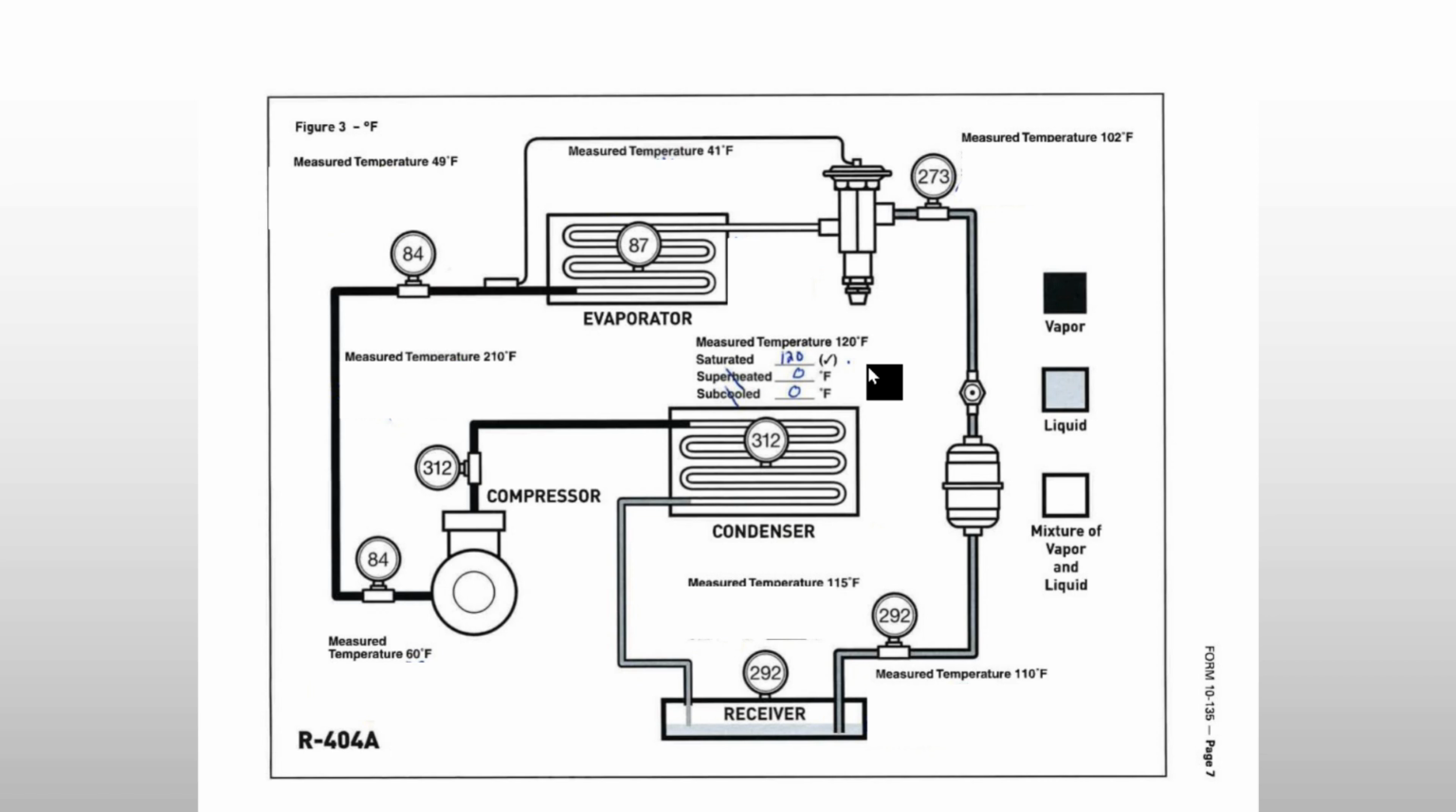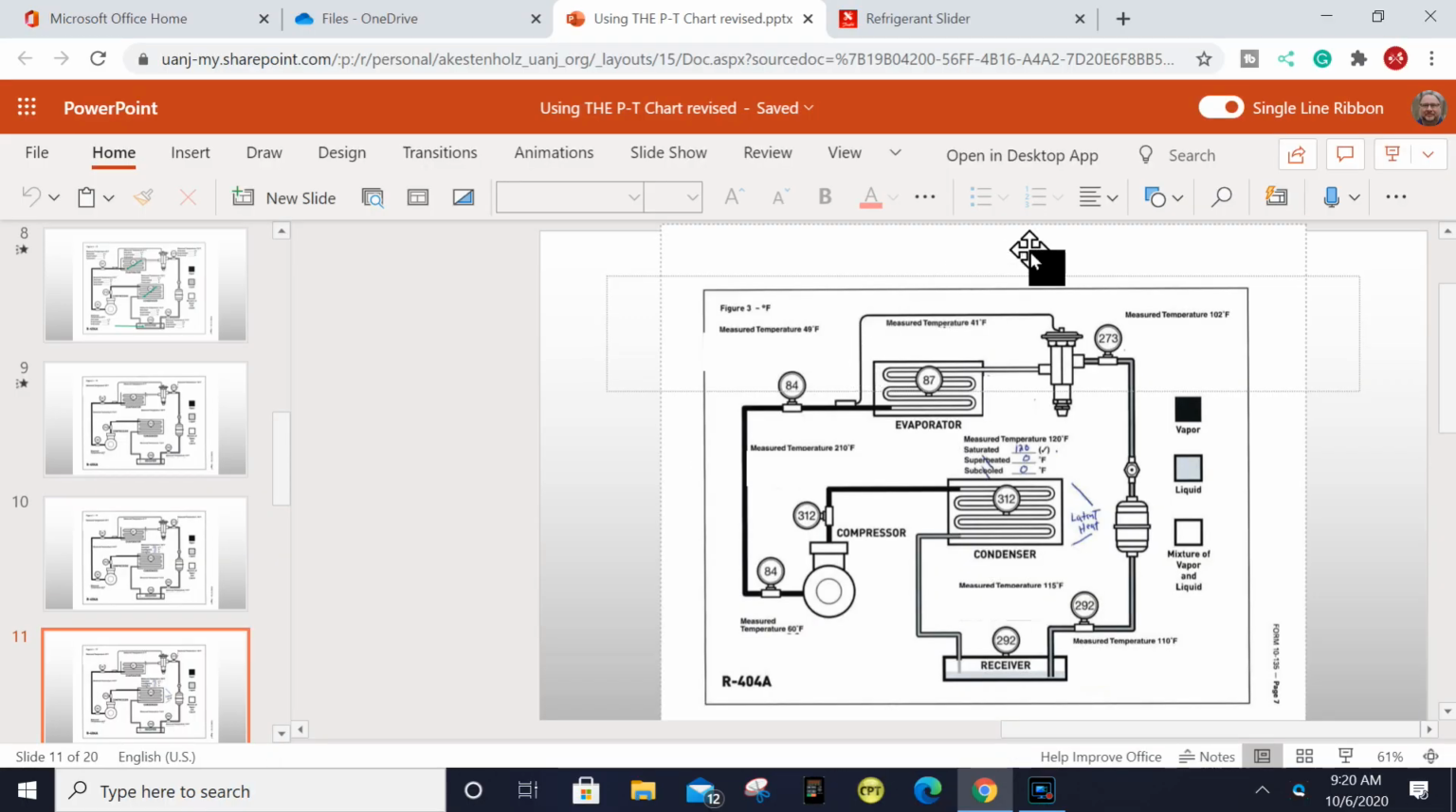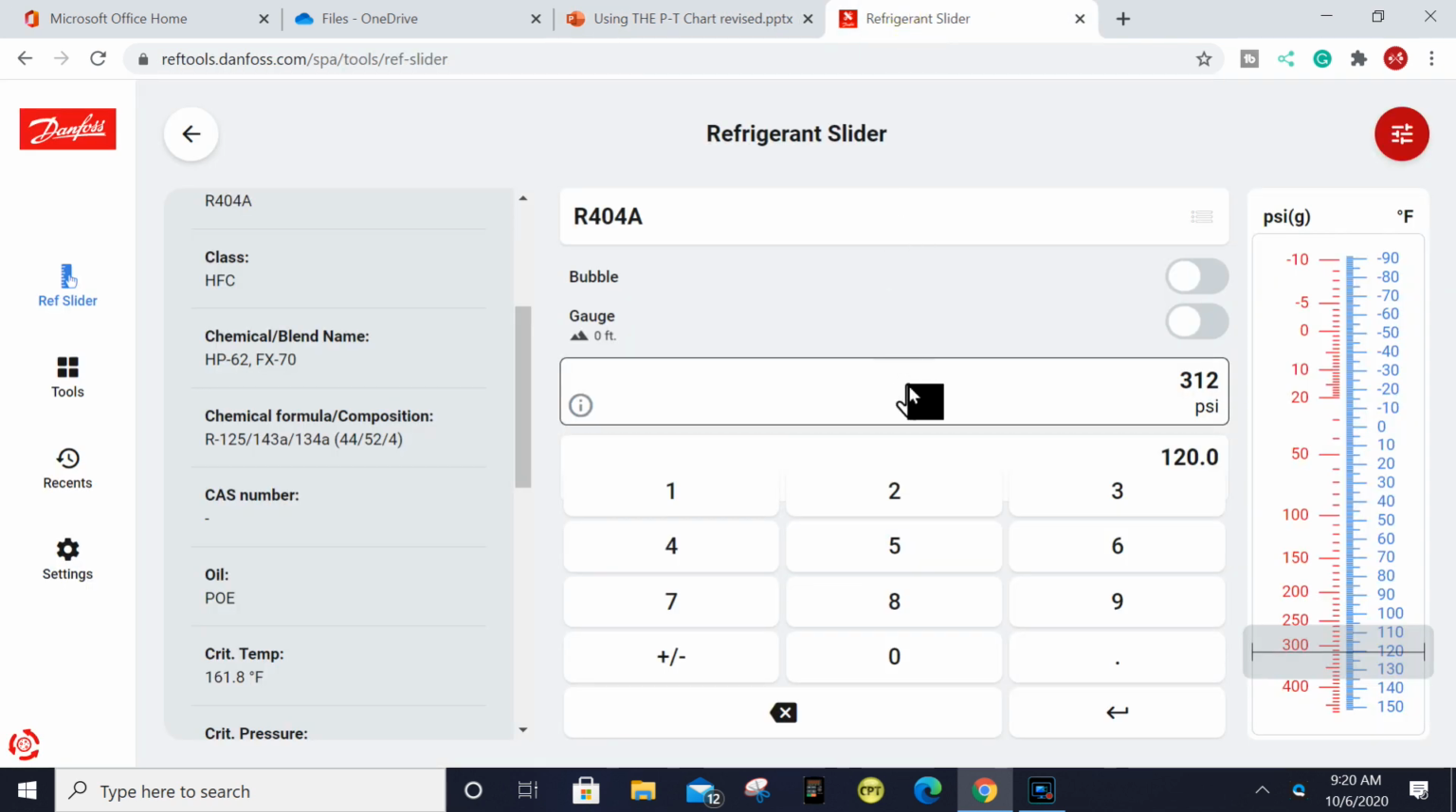We have 0 degrees. If we come down to the condenser here, right, 292, going down to the receiver, we have a pressure drop. So we're going to have to go back to the Danfoss slider app, and we're going to pick 292. We're going to stay in the bubble scale because we are still in the liquid side. 292, and that's 115 degrees converted. So we're taking PSIG gauge, converting it to temperature using the bubble.